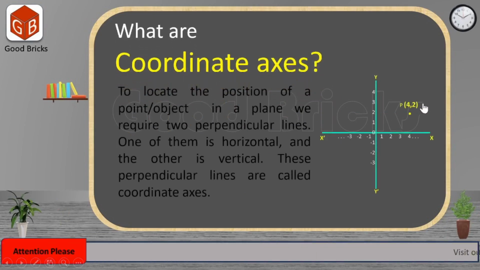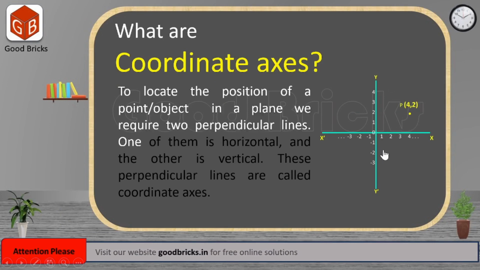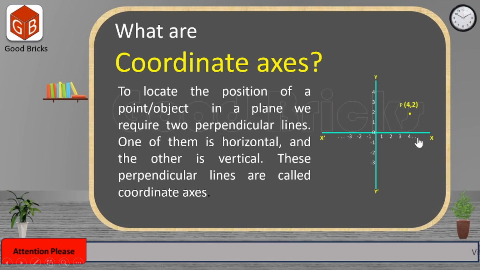See here on the screen you can see one point, and to locate this point we need two perpendicular lines. What are they? This is one horizontal line and this is another vertical line. So these horizontal and vertical lines which are perpendicular to each other are called coordinate axes.